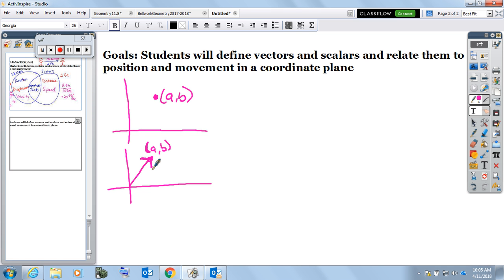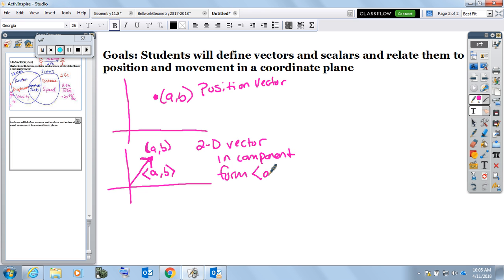Now this directed line segment, or the arrow, represents our vector, and we write it in what we call component form with our arrowed brackets. Notice what happens there. This is the difference between position and direction. We would call this our position vector, and down there at the bottom is technically our two-dimensional vector in component form. Component form is our AB. It tells us where to go and how many units we are going. The direction says to the right A units and up B units.